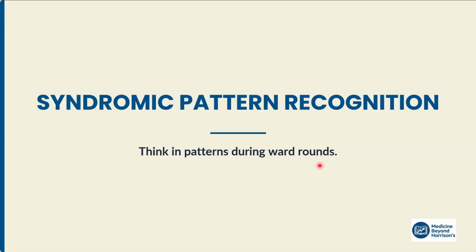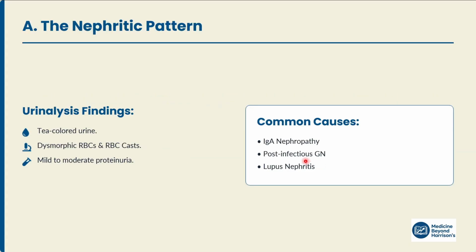So, when you see a urine routine and when you see acute kidney injury, think of these patterns during ward rounds in order to diagnose what is the pathology. Nephritic pattern. So nephritis, there will be tea-colored urine, dysmorphic RBCs or RBC casts. There will be mild to moderate proteinuria. The common causes could be IgA nephropathy, post-infectious glomerulonephritis, or lupus nephritis. All these are causes for nephritic syndromes.